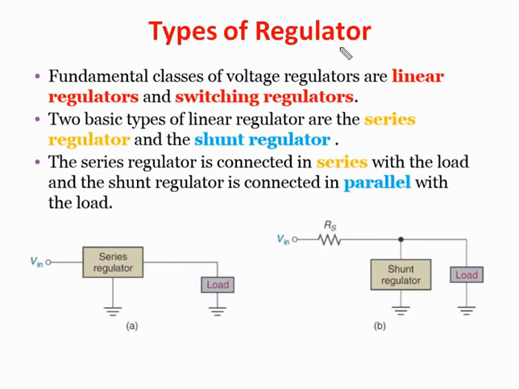Types of regulator. There are two types of linear voltage regulator. The first one is the series voltage regulator, and the second one is the shunt voltage regulator. The series voltage regulator is connected in series with the load, while the shunt voltage regulator is connected in parallel with the load. So in a series regulator, the regulator is connected in series with the load and supply voltage, while the shunt regulator is connected in parallel to the load.